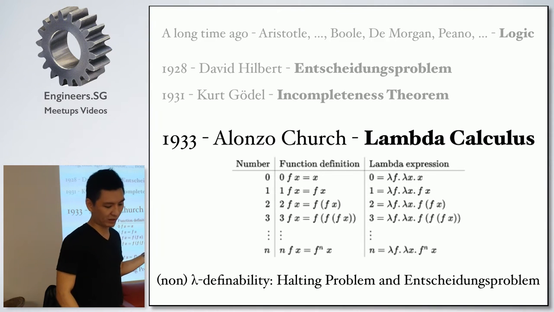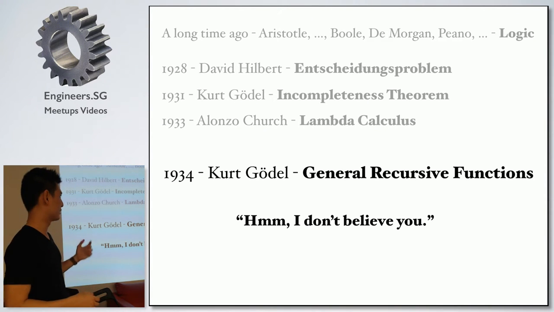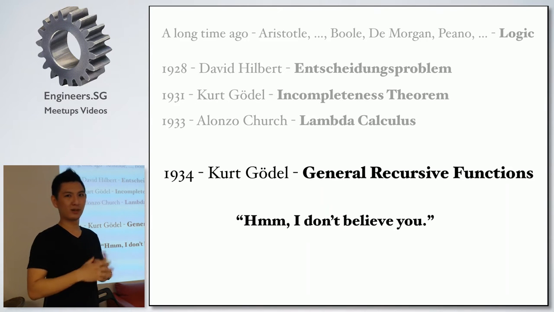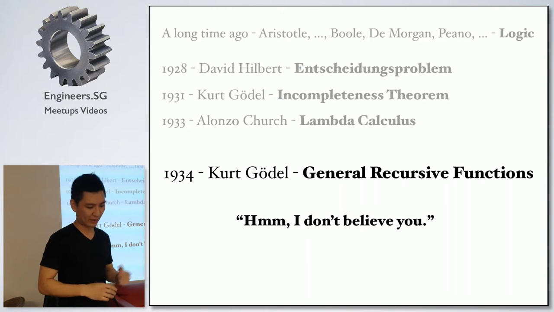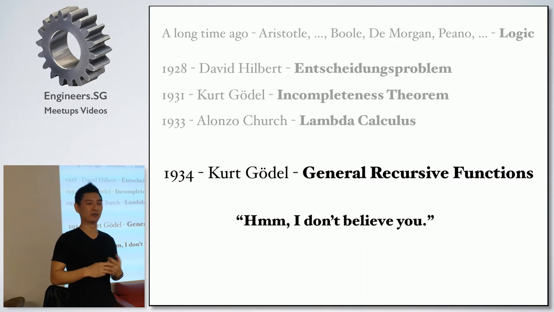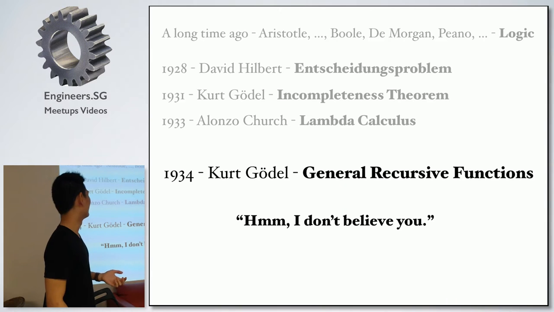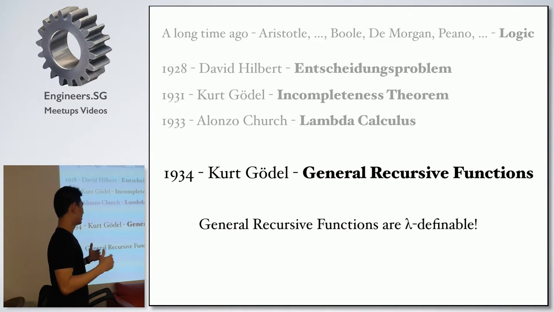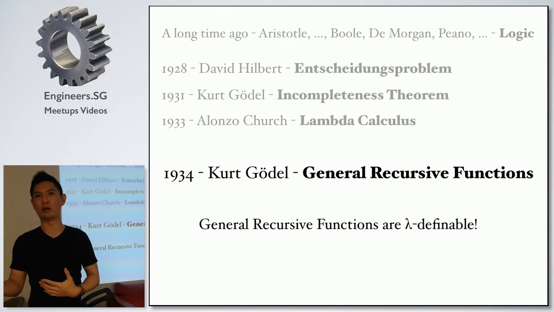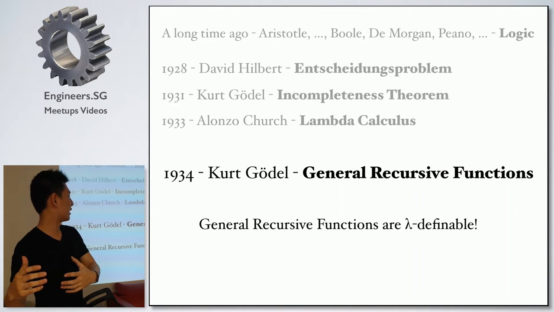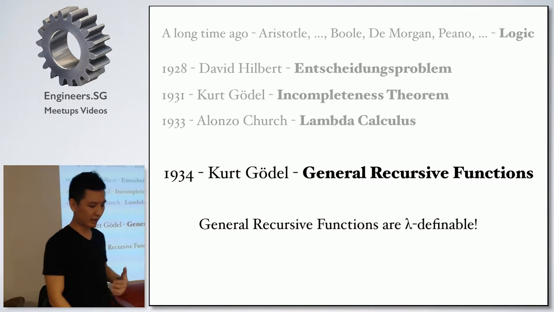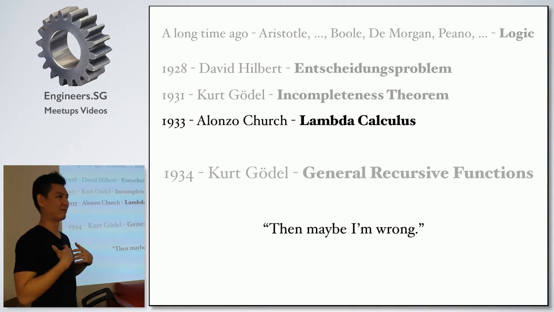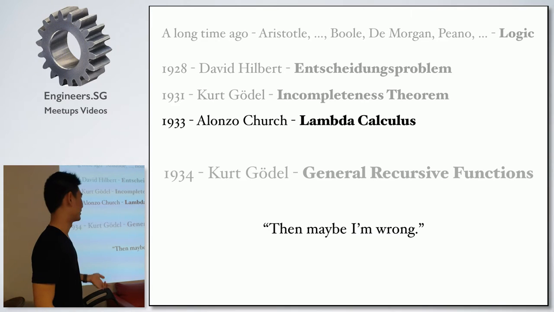So Alonzo Church did this in 1933 in Princeton, and then in 1934 Kurt Gödel came in and met Church and said, I don't believe you. I don't believe that lambda calculus is all there is to it. So Alonzo Church was like, why don't you come up with something else, and we'll see if you can come up with something better than mine. So he did. He came up with this thing called general recursive functions. I still don't know exactly what it means, but Gödel showed that general recursive functions are equivalent to lambda calculus: you could rewrite general recursive functions into lambda calculus and vice versa. So they're equivalent, and this made Church doubt himself. He actually thought, because Gödel came up with this thing, maybe my result is wrong. Maybe lambda calculus isn't correct.